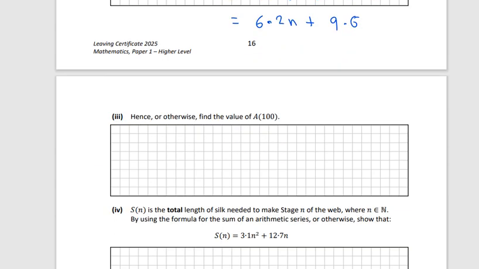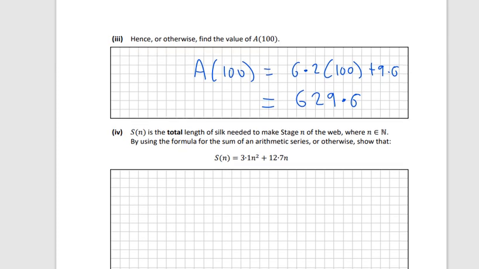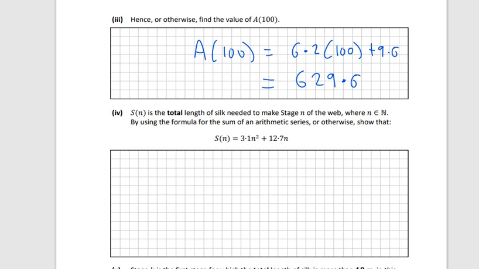Right, third part, A of 100. So A of 100 just means you put in 100. So 6.2 times 100 plus 9.6. And that will give you 629.6. So the start of this question looked complicated, but it doesn't seem too bad once you get into it. It's all sequences.